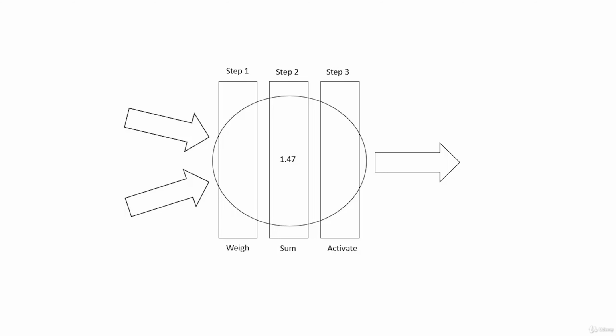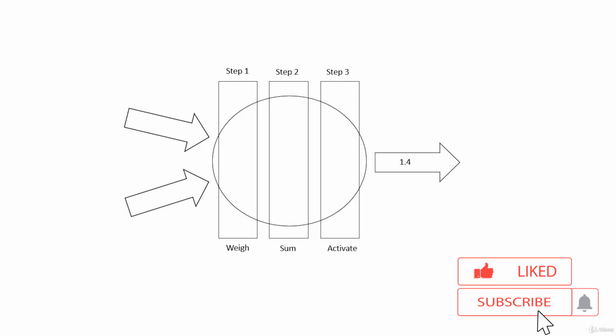In the third and final step, the results of the neuron are calculated and then turned into an output signal. This is done by feeding the result into an activation function.